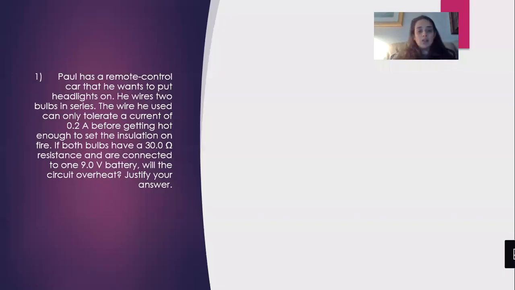Okay, let's go over problem 1. Here you're asked: Paul has a remote control car and he wants to put headlights on it. He wires 2 light bulbs in series. The wire he used can only tolerate a current of 0.2 amps before getting hot enough to set the insulation on fire.